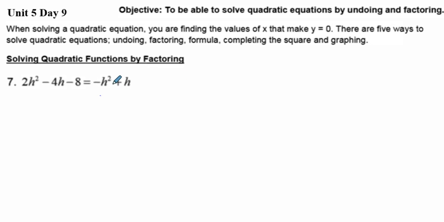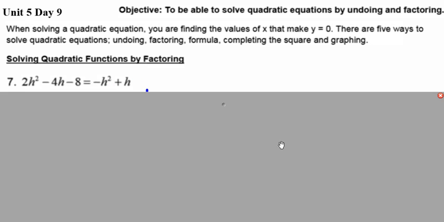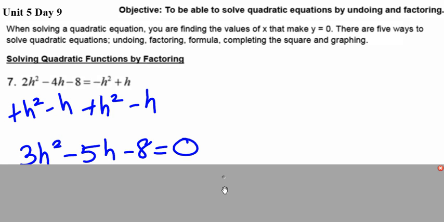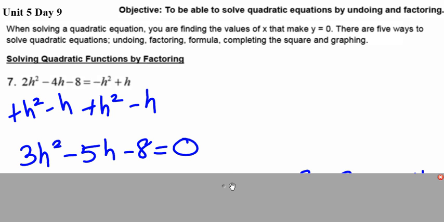So let's put the h squareds together here on the left, and the h's as well on the left. So to undo a negative h squared, we can add it. To undo a positive h, we can subtract it. So now all the like terms are combined, and notice we have 3h squared minus 5h minus 8 equals 0. This is very similar to the last problem that we had.